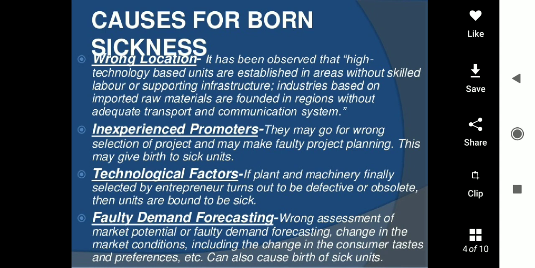Dear students, we are discussing the concept of industrial sickness, and firstly we discussed wrong location. If there is a wrong location, then the particular industry suffers a lot.